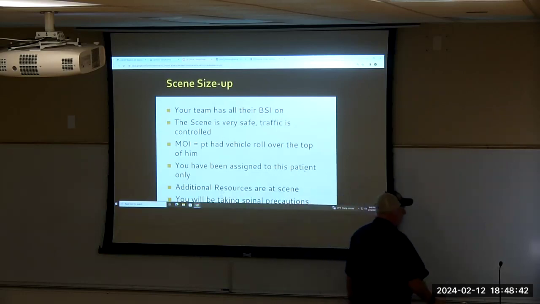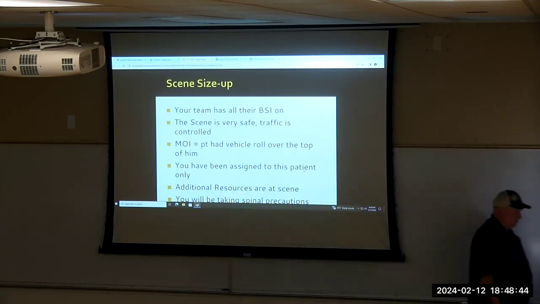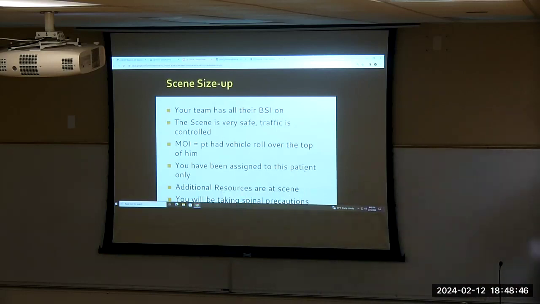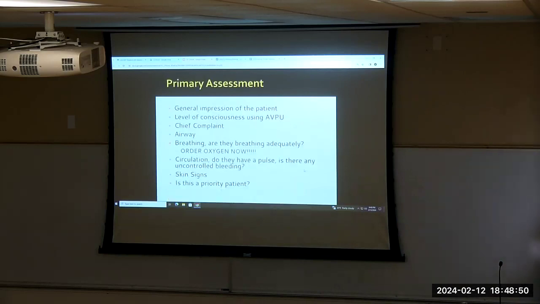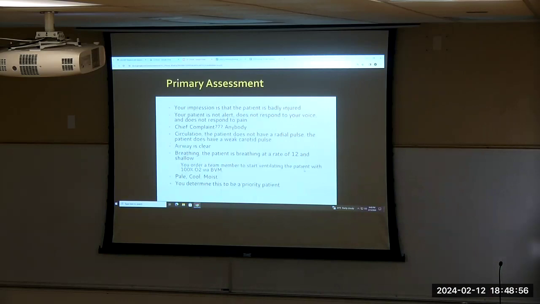What's next? Primary assessment: airway, breathing, circulation, stop the bleed. Don't order oxygen until we know if they're breathing adequately or not, then we order the appropriate oxygen. Your general impression is a badly injured patient. He's not alert, he does not respond to your voice, he does not respond to pain.